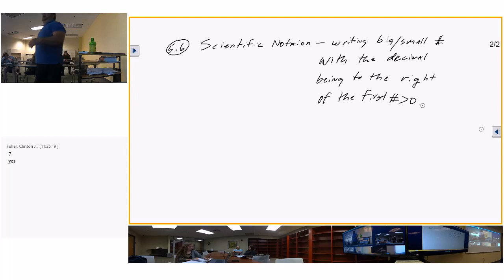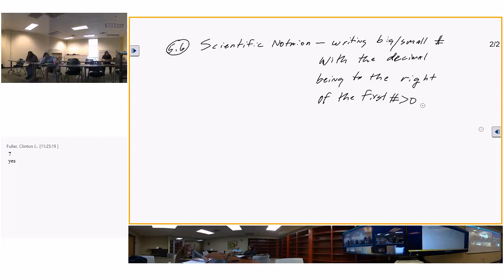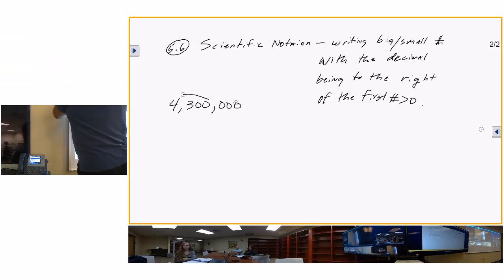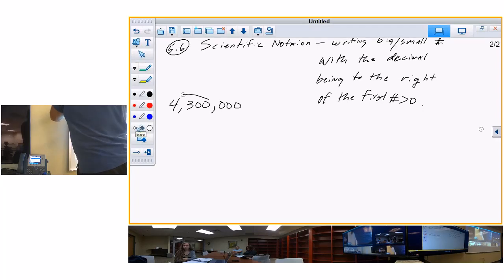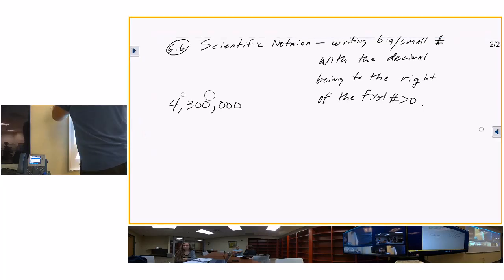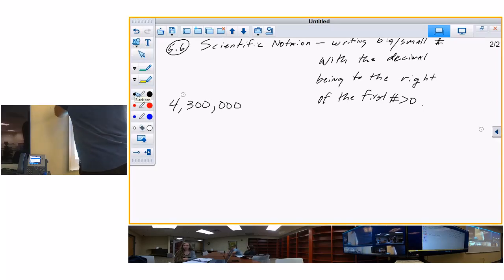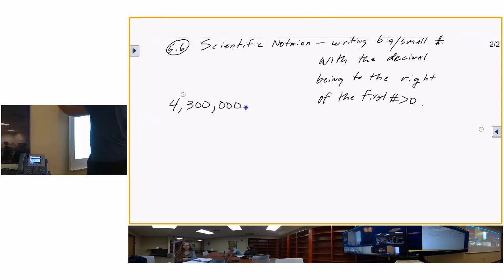If I have a big number, like 4,300,000. Okay, now I'm teaching to those students that have always sucked at scientific notation. I am not talking to students that invented it. Does everybody understand that? Okay, so right now, the decimal on a whole number is where? Right here. Okay, so that is not beside the first number greater than 0.